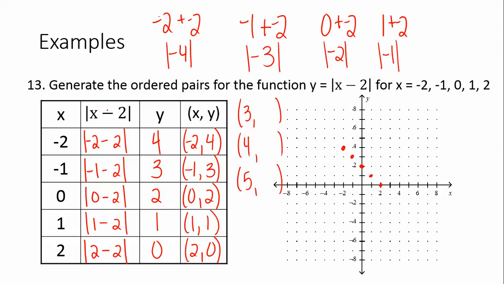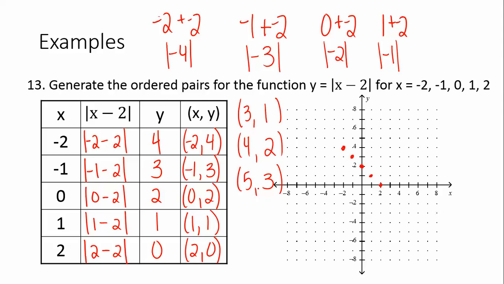If we plug in a 3, let's look at the function here. 3 minus 2 is 1. The absolute value of 1, it's already positive, is 1. Let's plug in a 4. 4 minus 2 is 2. 2 is positive, so when we take the absolute value, we still get 2. 5 minus 2 is 3. Again, the absolute value of 3 would be 3.